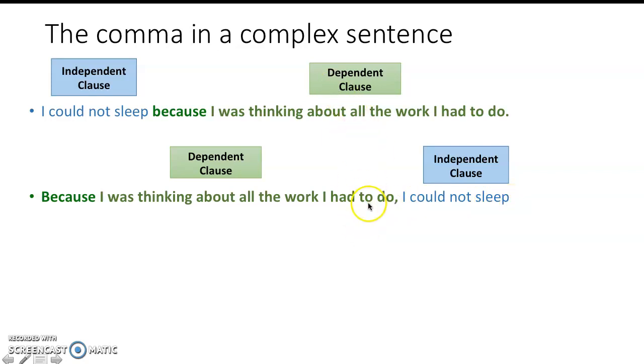Both structures of the sentence make sense, but if you start with the dependent clause, then between both clauses you need a comma. All right.